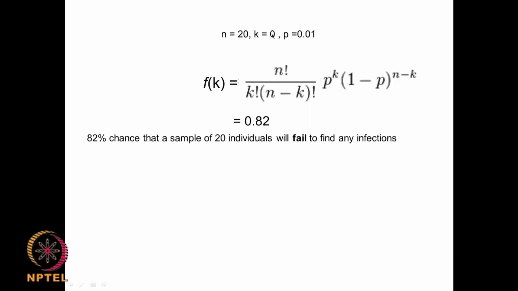Or I can say n equal to 20, k equal to 1, then I can do the same study and see what is the probability of finding at least 1. So what it means is, when I randomly select 20 people, I will not be able to find even 1% with that particular disease. So I may say that nobody is infected with this particular disease.